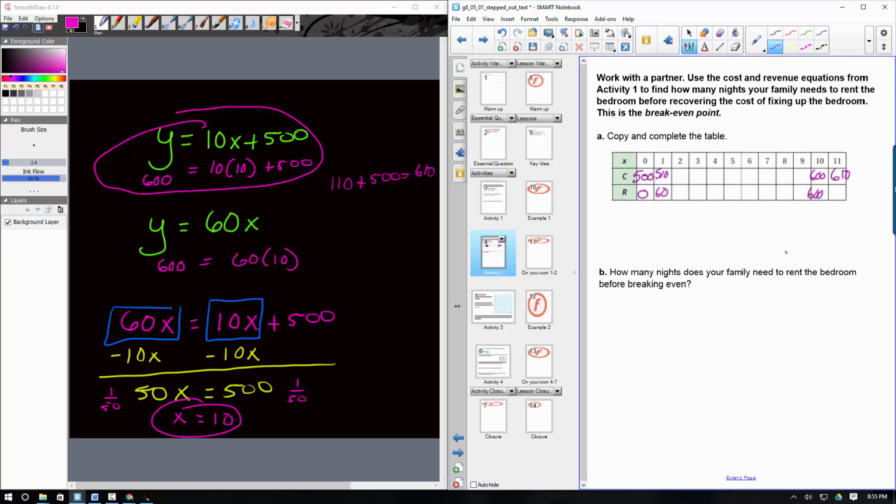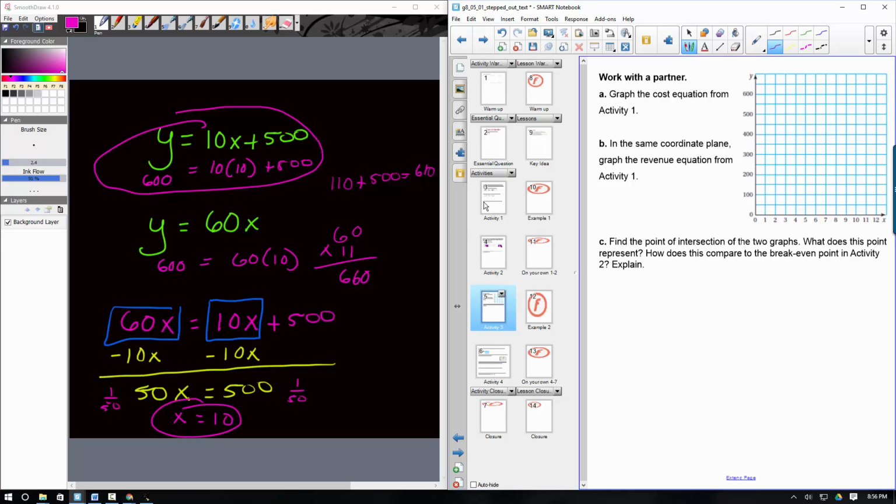And for this one, I'm going to plug in 60 times 11, which equals 660. So I finally make a profit of $50. So it says here, how many nights does it take your family to rent the bedroom before breaking even? Well, it takes 10 nights. And after 10 nights, I start making money.